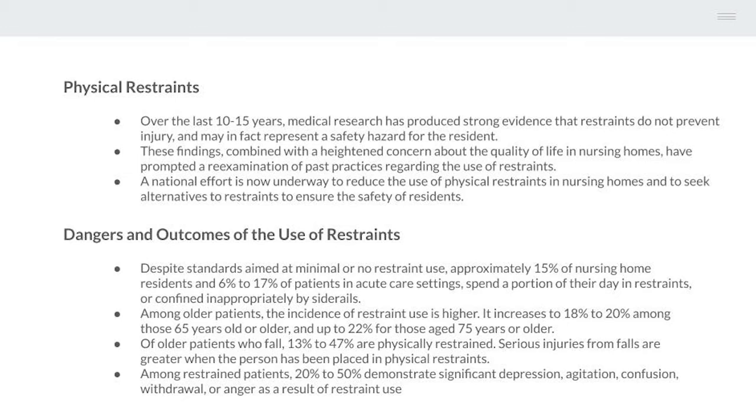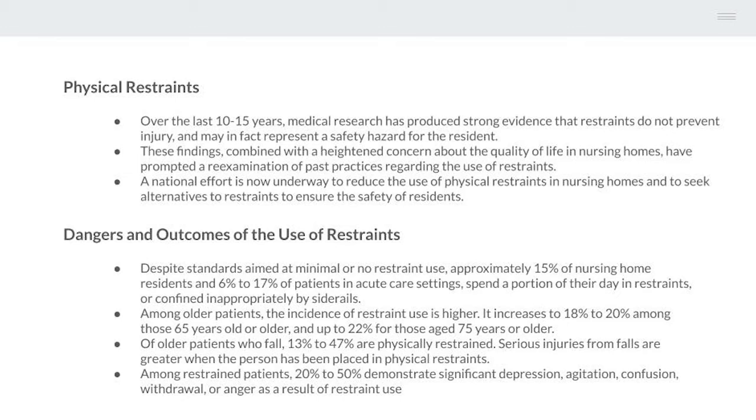What are the dangers and outcomes of the use of restraints? Despite standards aimed at minimal or no restraint use, approximately 15% of nursing home residents and 6 to 17% of patients in acute care settings spend a portion of their day in restraints or confined inappropriately by side rails. Among older patients, the incidence of restraint use is higher. It increases to 18 to 20% among those 65 years or older, and up to 22% for those aged 75 or older.